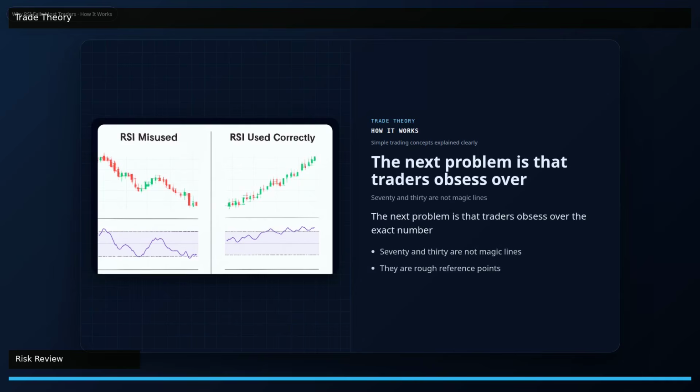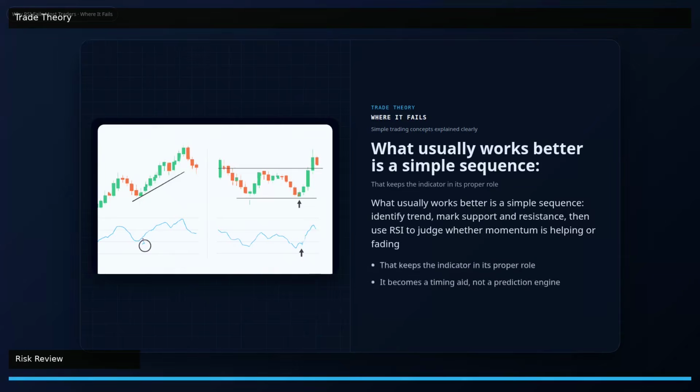What usually works better is a simple sequence. Identify trend, mark support and resistance, then use RSI to judge whether momentum is helping or fading. That keeps the indicator in its proper role. It becomes a timing aid, not a prediction engine. And that is the honest answer to why RSI fails most traders and what actually works.